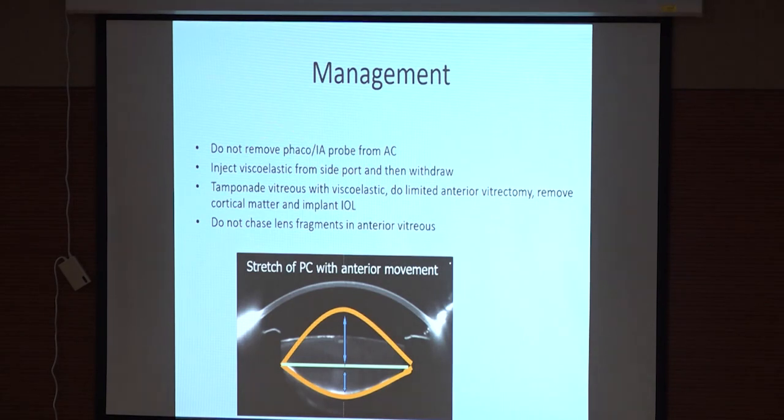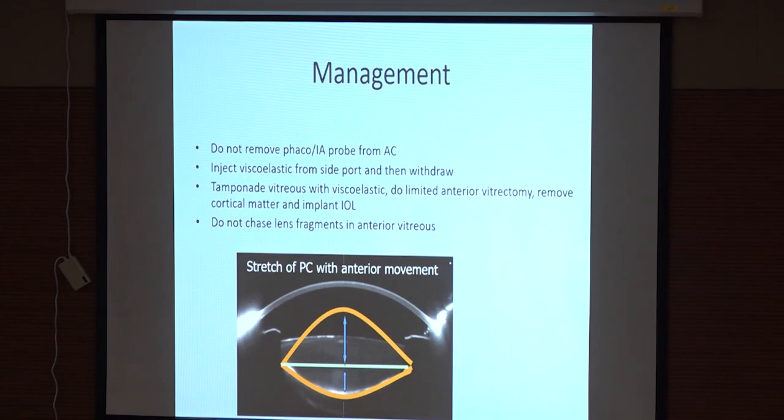Now, I already touched upon you should not remove the phacoprobe. The moment you realize something is wrong, the first reaction is to come out of the eye, because the moment you come out of the eye, the chamber will actually shallow, and that will increase the size of the posterior opening and allow more vitreous to come into the anterior chamber.